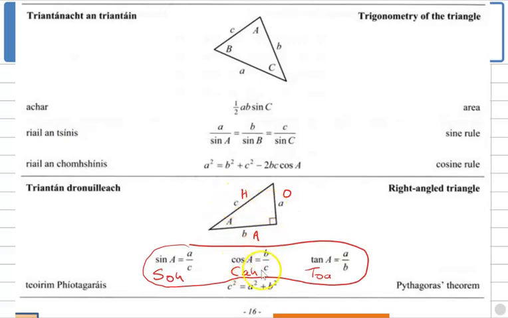Cos A equals B over C. So that's your CAH. So cos A equals adjacent over hypotenuse. And then tan A equals A over B. So that's your TOA. So tan A equals opposite over adjacent.